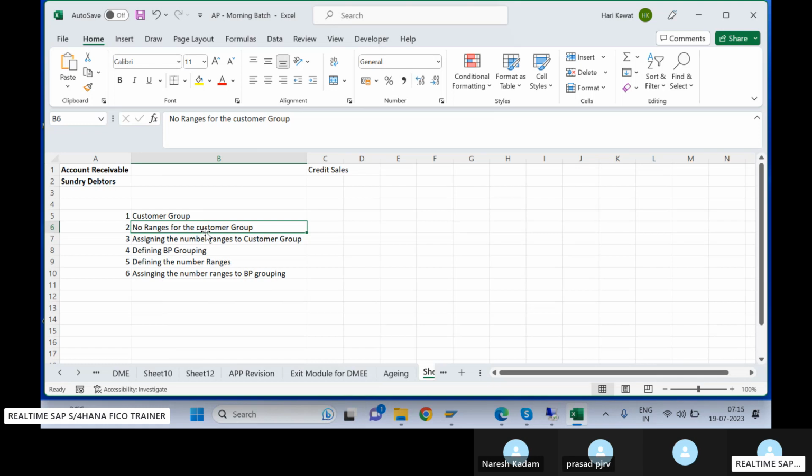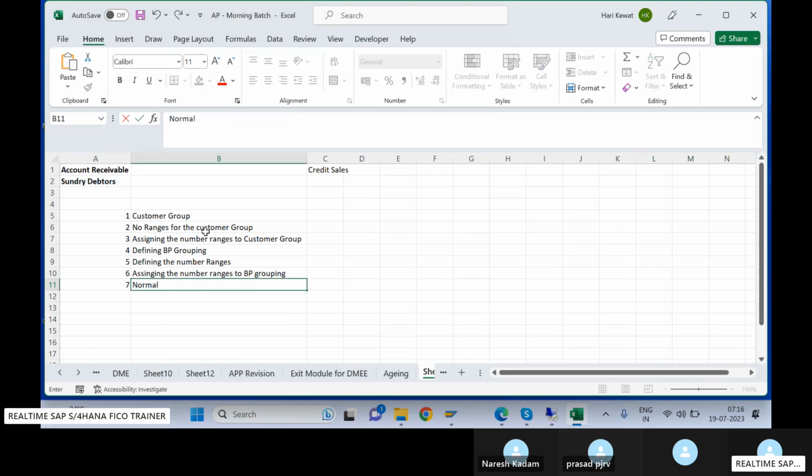What is the requirement you want? Your BP number, your customer number, and your vendor number should be the same, or they should be different, or your BP number and customer number should be the same while the vendor number is different. You have to keep that combination in mind and accordingly choose the number ranges. Up to here you have done the same in AP also.